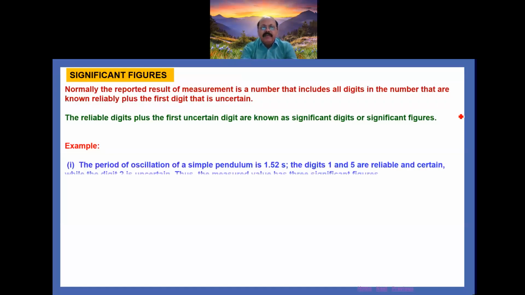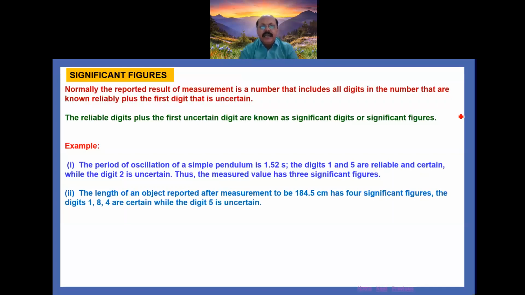For example, we take the period of oscillation of a simple pendulum as 1.52 seconds. In this result, the digits 1 and 5 are reliable and certain, while 2 is uncertain. Thus the measured value has three significant figures, because the significant figures are the reliable digits plus the first uncertain digit. So here 1 and 5 are reliable digits and 2 is the uncertain digit. So the total significant figures in this measured value are 3.